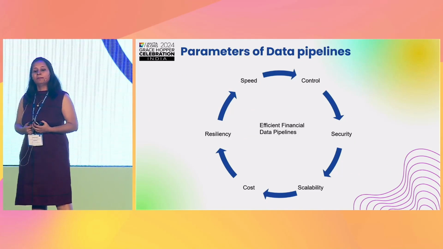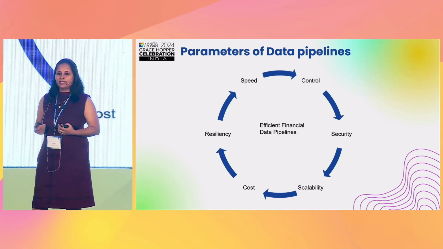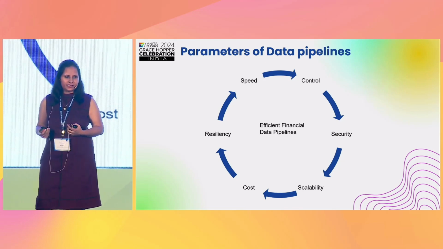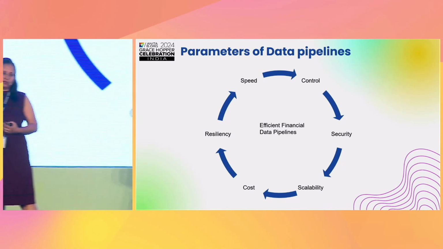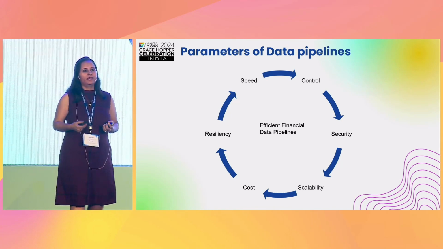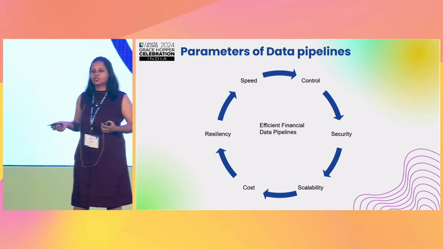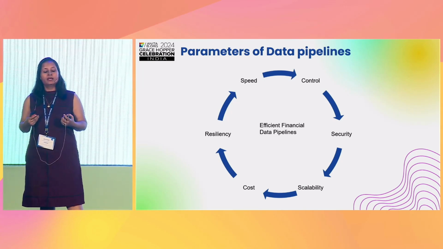Now, some of the parameters which are associated with the data pipelines. One is the speed, which is the latency. Do we want our data in real time, or can we have batch processing also? We have a Lambda architecture through which we can have both, when we have to process our data for various machine learning models. Then it is about control.